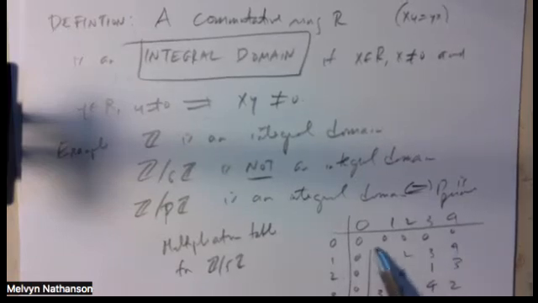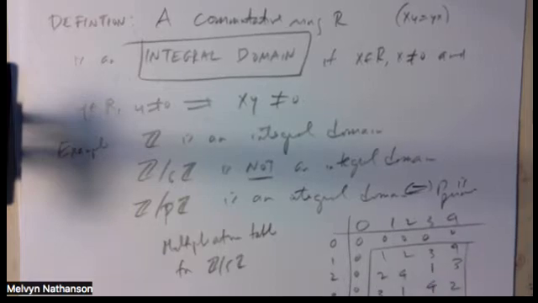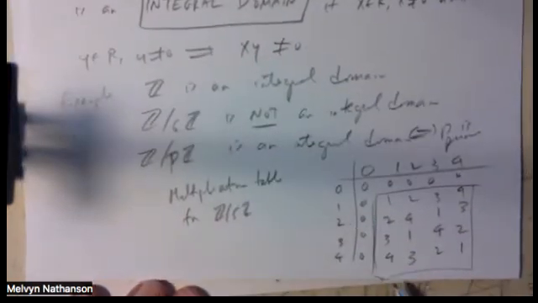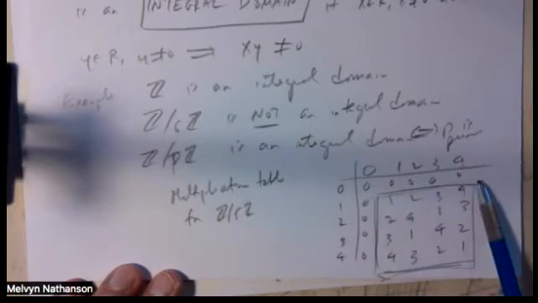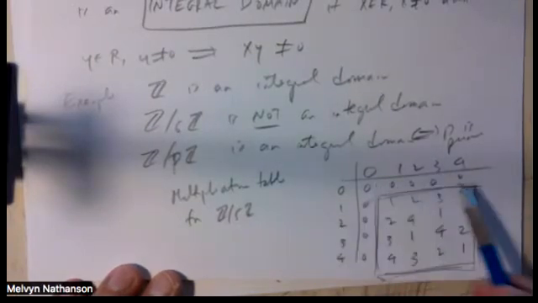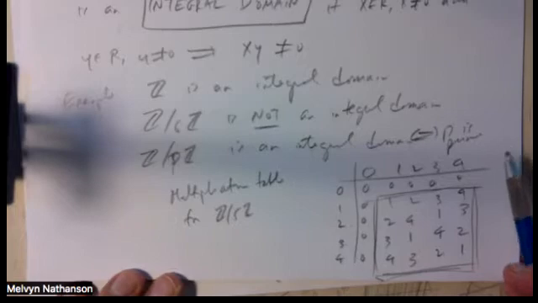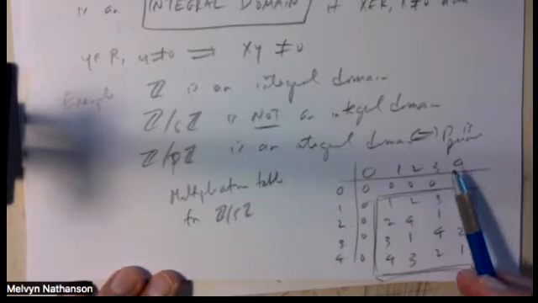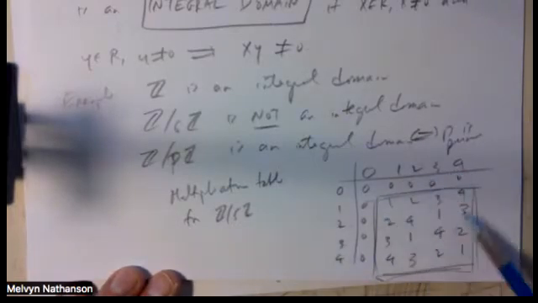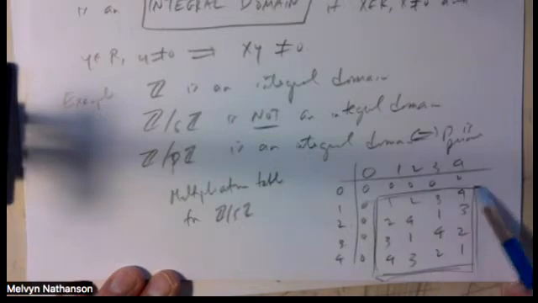So this little square of numbers inside the multiplication table, these are the products of all possible pairs of non-zero elements. And you see there's no 0 in this box. That is, the product of two non-zero congruence classes in the integers mod 5 is never 0, right? There's no 0 in this box.